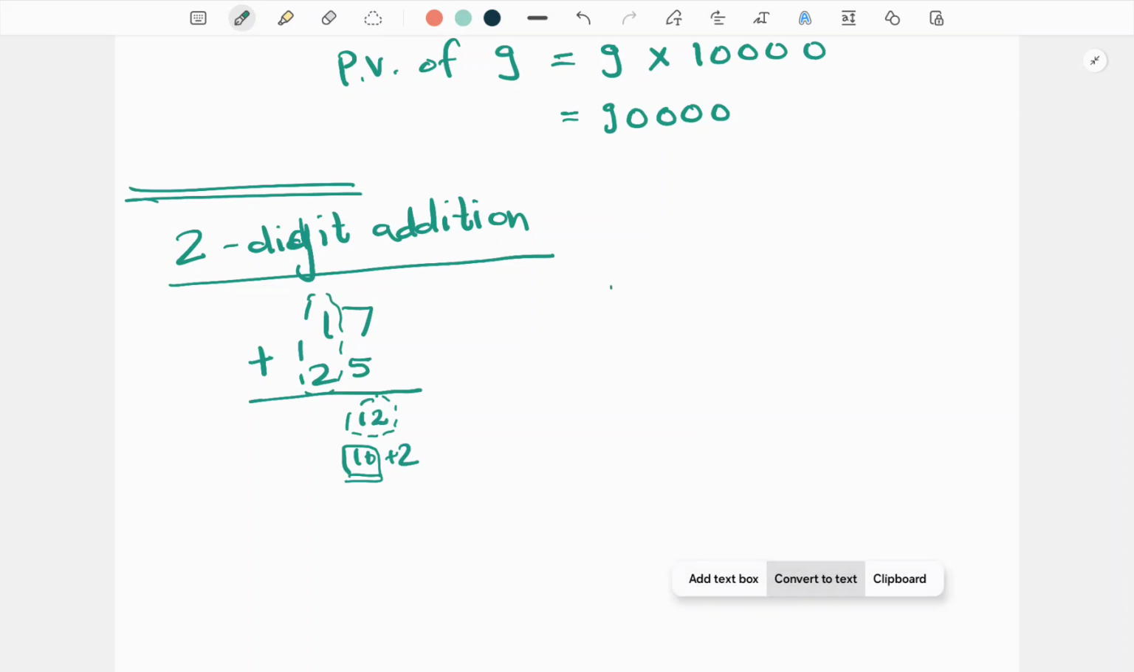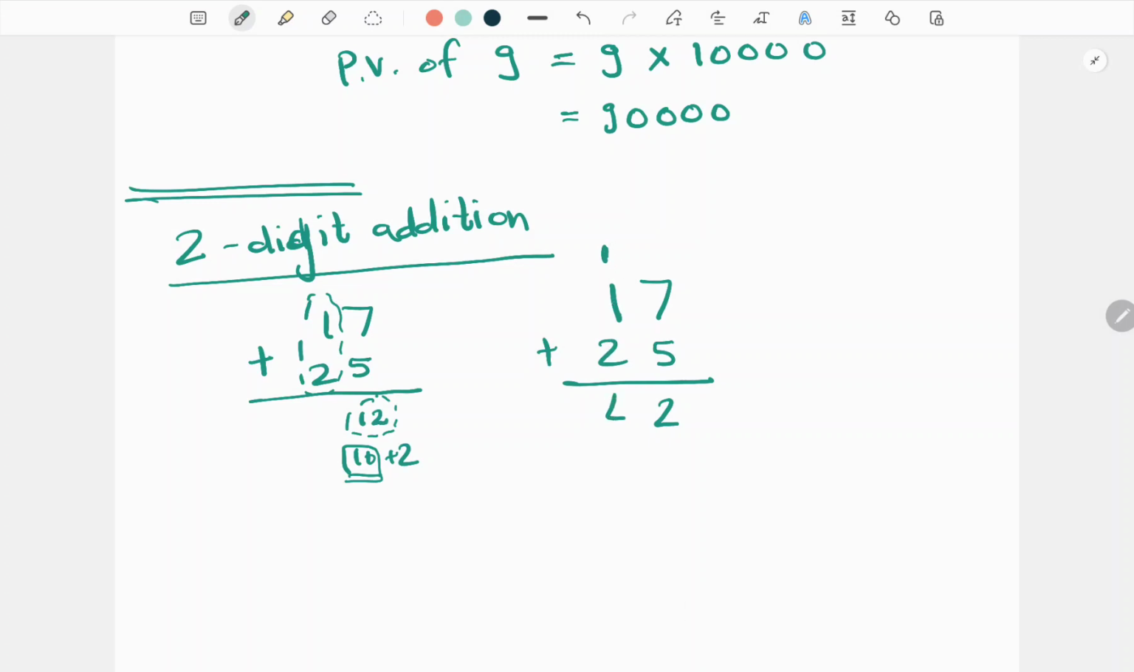So let's do it again. 17 plus 25. 7 plus 5 is 12, but I only write a 2 here, and one group of 10 was formed, so I mark that as a carry here. Carry is 1. So 1 plus 1 is 2, plus 2 is 4. So that's why the answer is 42. There are 4 groups of 10 and 2 units left. So that's how we can understand 2-digit addition or subtraction in the light of place value.